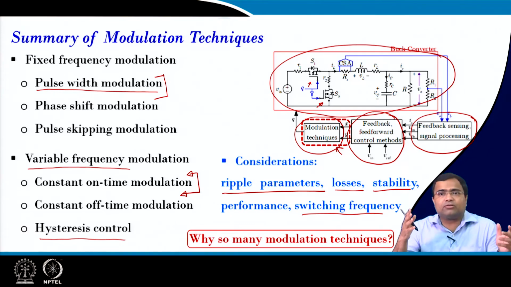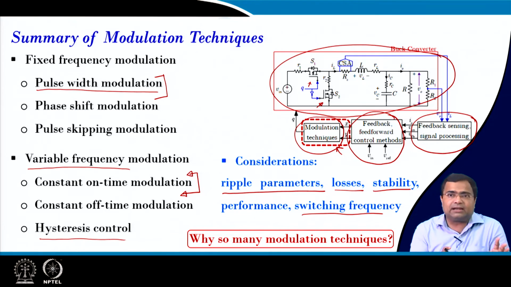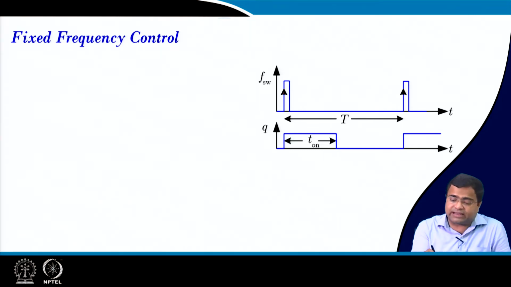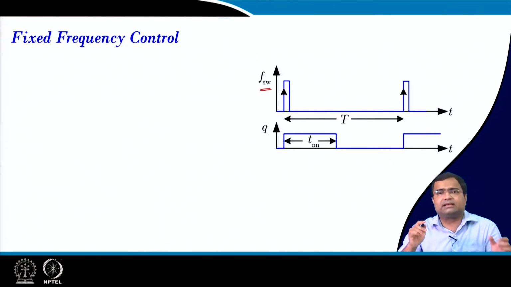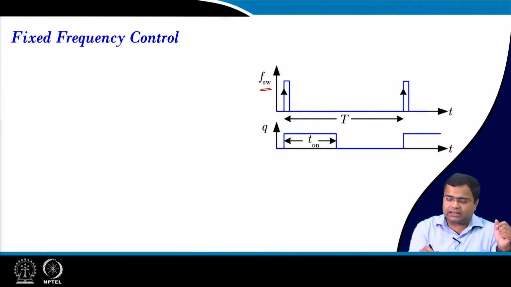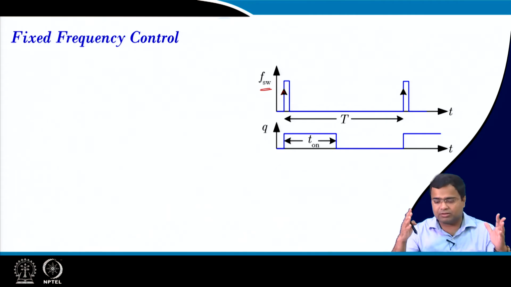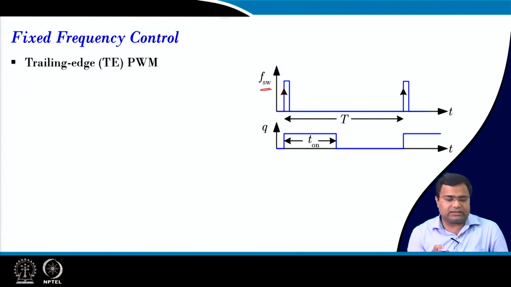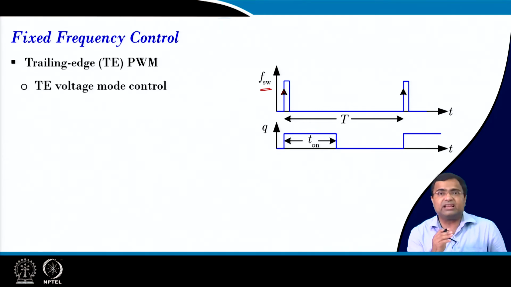So, why so many modulation techniques? We have discussed that if you go to fixed frequency control, there is always an external clock, and here in this case we call it a switching clock, and at the rising edge of this clock, the switch is generally turned on. That means the basic fundamental of this, there are two types of modulation in fixed frequency. One is the trailing edge modulation, and this is exactly the trailing edge.